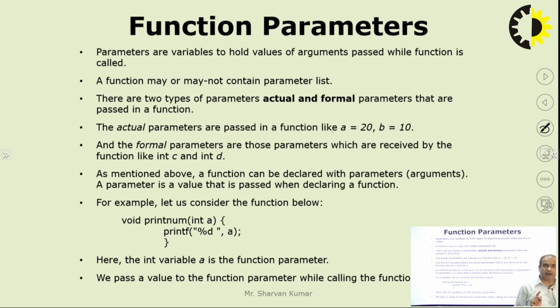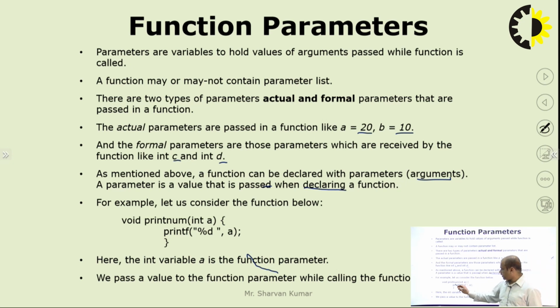If we are passing the value, in that case it is an actual parameter. If we are passing the variables, in that case it is the formal parameter. Actual parameters are passed in a function like variable values a equal to 20, b equal to 10, and formal parameters are those parameters which are received by the function, like variable name b or c, anything we are going to pass. As mentioned above, a function can be declared with parameters or arguments. A parameter is a value that is passed when declaring a function.